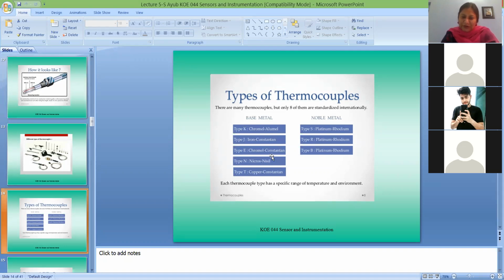Type E, that is chromel and Constantan. Type N, that is nicrosil and nisil. Type T is copper and Constantan. Type S is platinum and rhodium. Type R is platinum and rhodium. Type B is platinum and rhodium. But here the combination is different, like the composition is different.